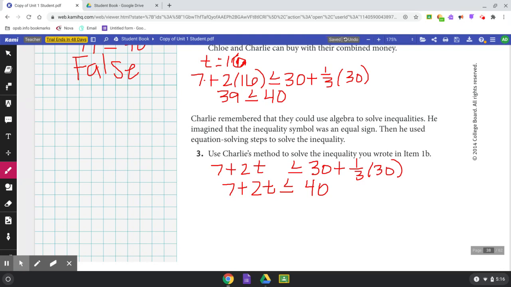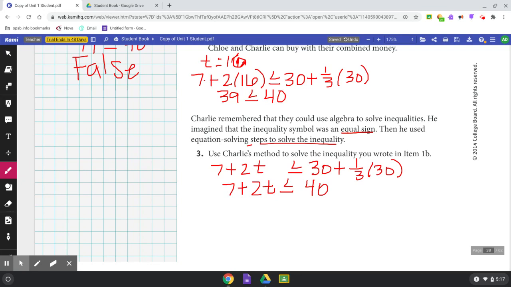Now, imagine, like it says up here, that the inequality symbol was an equal sign, and then use the same steps to solve the inequality. So if this inequality symbol, less than or equal to, was an equal sign, and you're trying to isolate the variable t, you follow those same steps. You need to distribute and combine like terms if necessary. We have no value that we need to distribute, and we have no like terms that we need to combine.